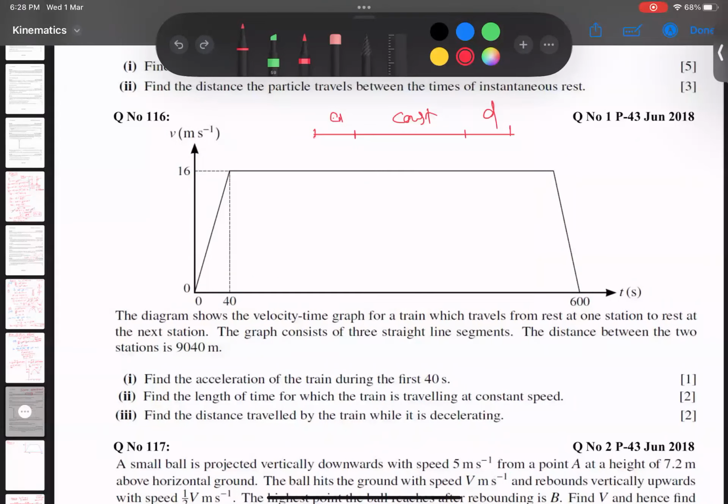Okay. So acceleration during the first 40 seconds. We have two rules in the whole chapter of velocity-time graph. Number 1 rule, the gradient of the line is called acceleration or deceleration. And second, the area under the graph, under the lines, is called distance covered. So let's start. Find the acceleration of the train in the first 40 seconds.